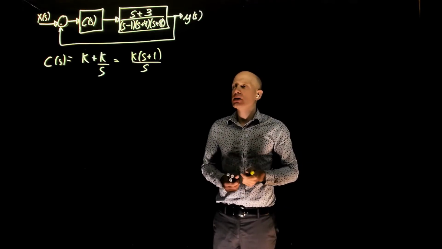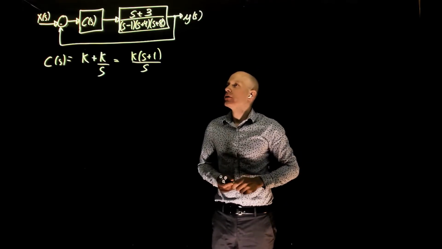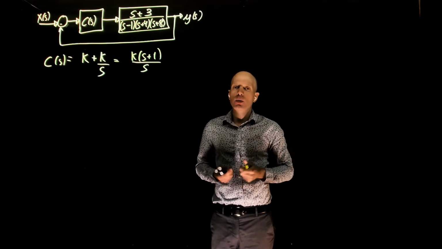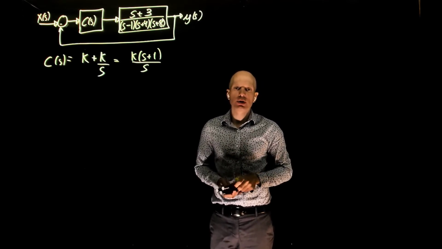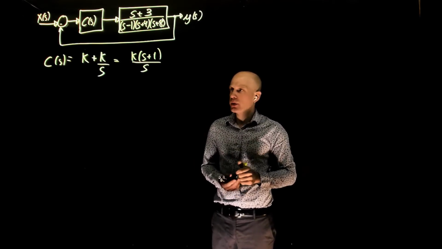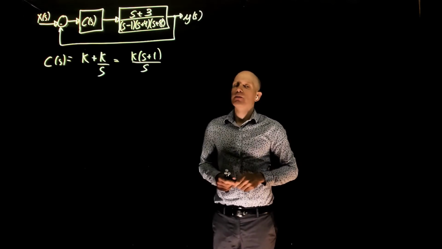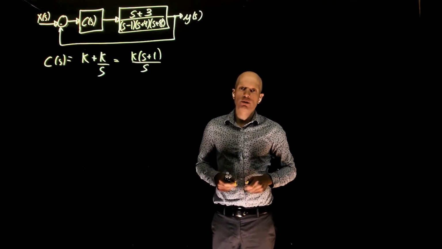The question in this example is, what is the value of K that will lead to a closed loop system with poles that have a damping ratio higher than 0.6? Again, we are going to use root locus to solve for this problem.